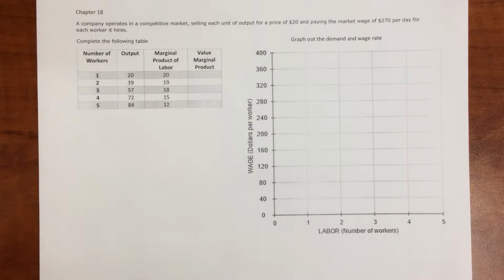All right, here is chapter 18, and here's a question that's focused on markets and the factors of production, specifically graphing the demand for labor and computing the optimal quantity. So here's the information given. A company operates in a competitive market, selling each unit of output for a price of $20 and paying the market wage of $270 per day for each worker it hires.